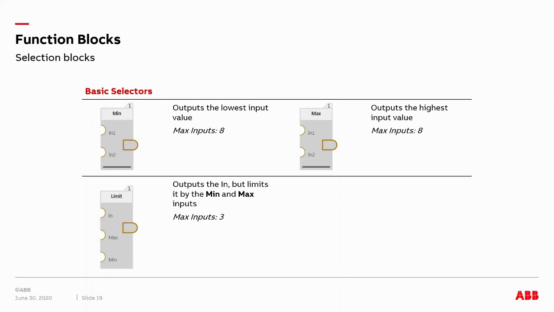So ultimately, I can take any number. Let's say I'm feeding it the number 23. My max is 20. My min is 0. I would have an output of 20 at that point because it would get cut off because of the maximum. So pretty nice feature.